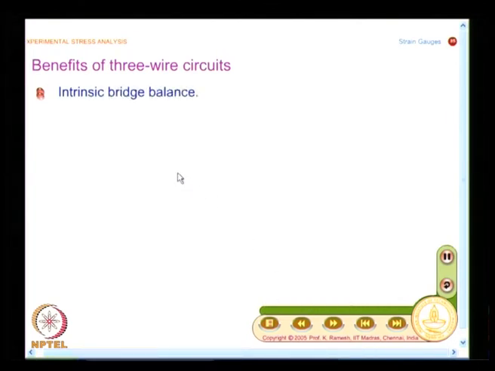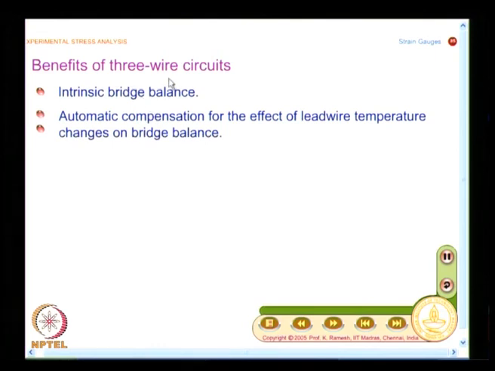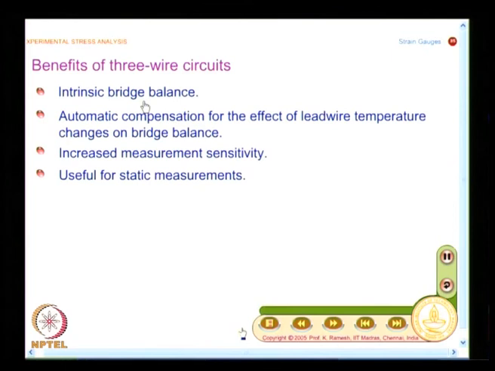And what are the benefits of 3 wire circuits? A 3 wire circuit has intrinsic bridge balance. It has the automatic compensation for the effect of lead wire temperature changes on bridge balance, and it also has increased measurement sensitivity, and definitely recommended for static measurements, because temperature effects are significant when you are measuring over a period of time. So, you need to compensate for temperature change, and for static measurements, when you are using a quarter bridge, go for a 3 lead wire system. And also in applications where you are unable to use a 3 lead wire system for the entire length, at least use it to the length that is possible.